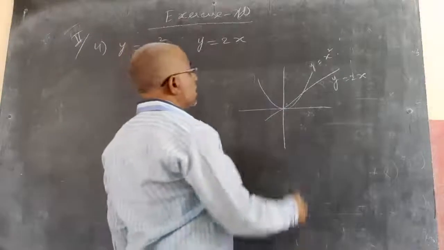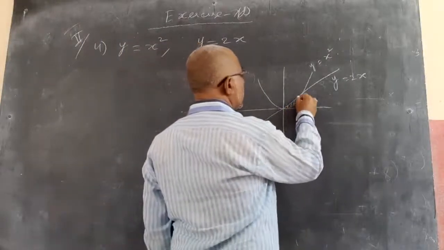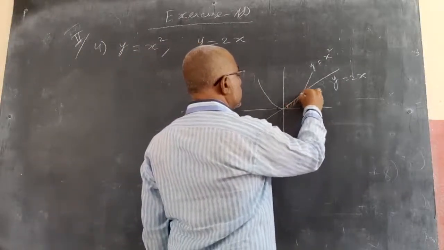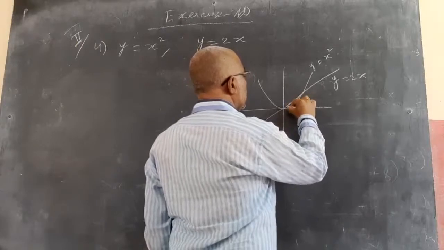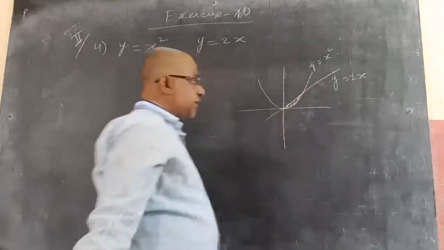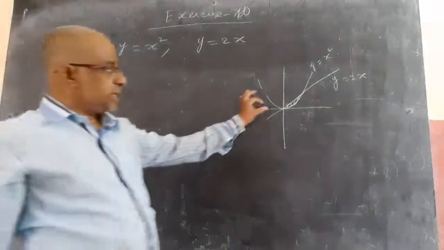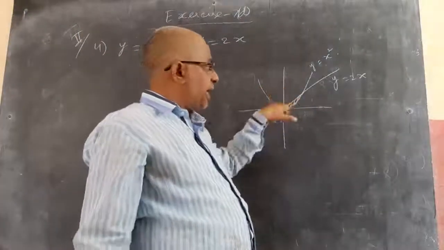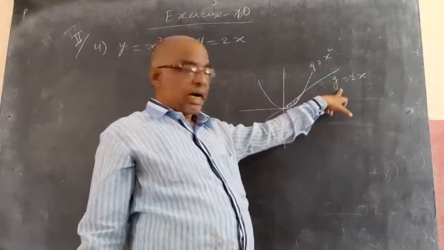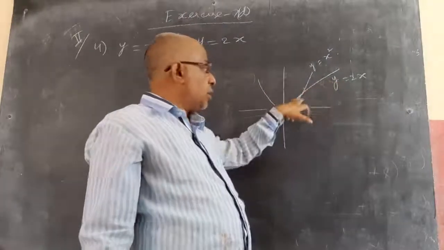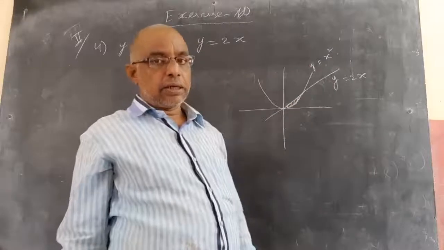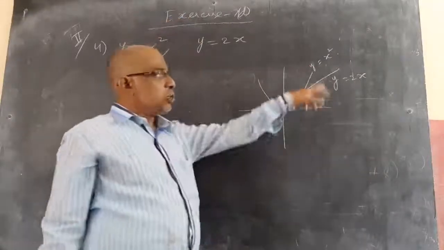Now he is asking the area between these two, this line and the curve. Between the two means upper curve minus lower curve. By drawing I will come to know that the upper curve is y equal to 2x and the lower curve is y is equal to x square. So f(x) minus g(x): 2x minus x square.